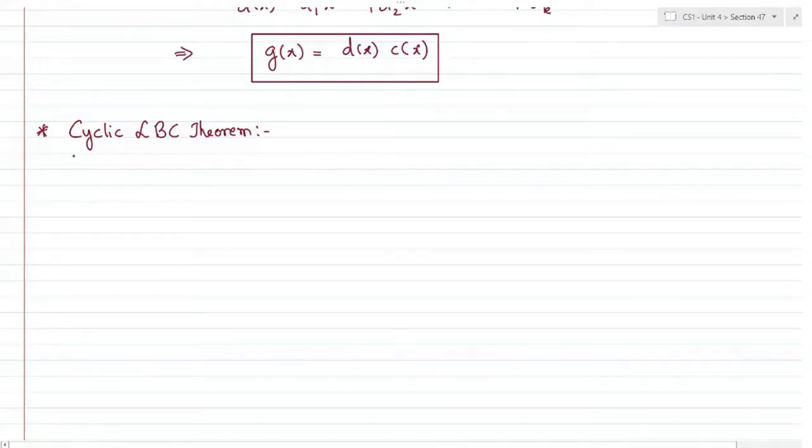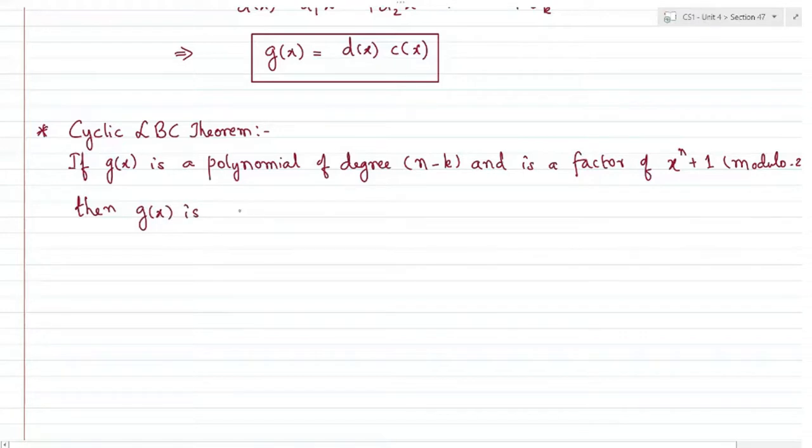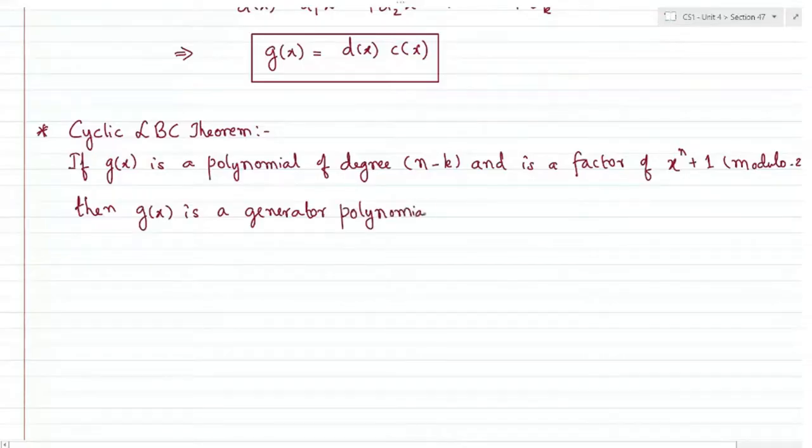Okay, so this theorem states that if g of x is a polynomial of degree n minus k, and is a factor of x power n plus 1, of course this is modulo 2, it follows modulo 2 rule, then g of x is a generator polynomial.